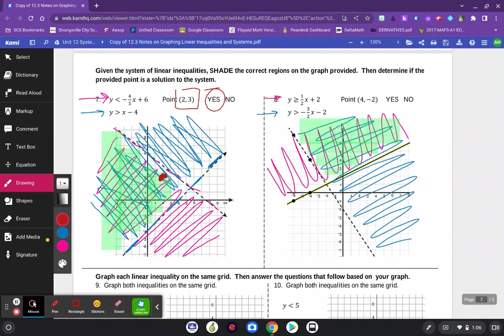Okay, so here's where your shading should be. My pink line, the top line, says greater than or equal to, so that's the solid bar, the solid line, and it's above. My blue shaded, that says greater than, so that's the dashed line, and that's to the right or above. And that overlap area is my highlighted green area. Now I got to check, is the point 4, -2, and that's this point right here, a solution? And the answer is no. While it is in one shaded area, it is not in the overlap or the shared shaded area. And so that would not be a solution to the system. All right, let's keep going.